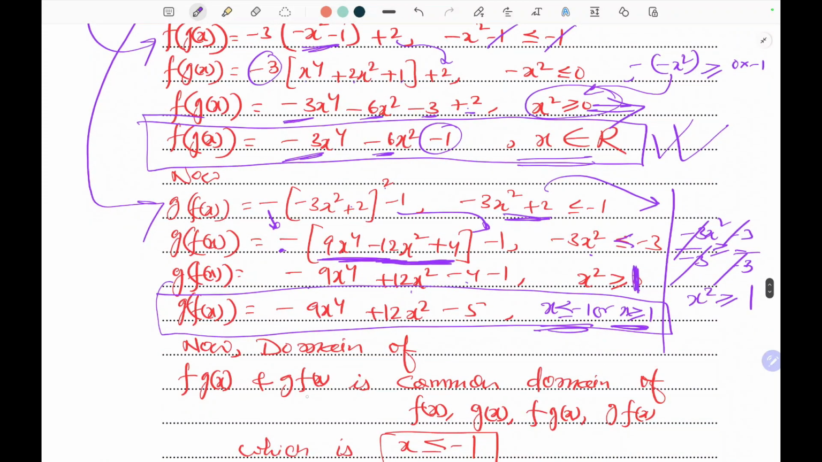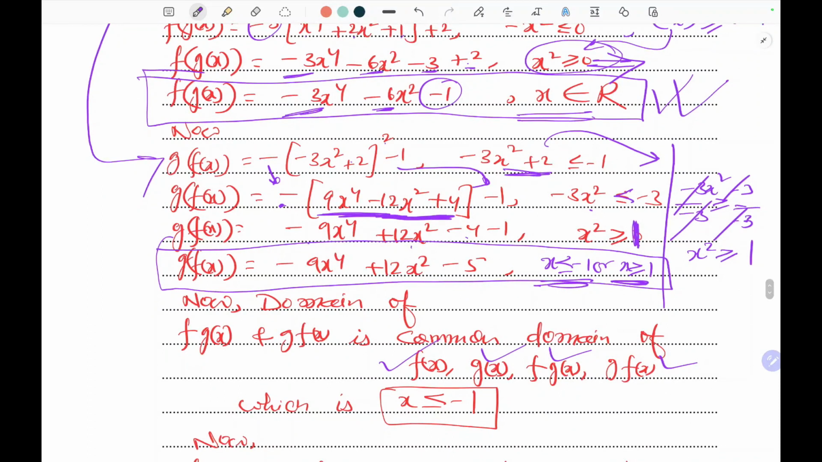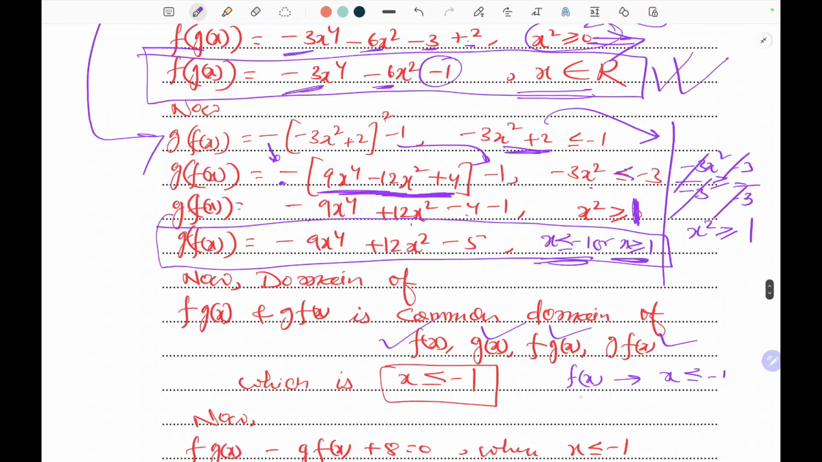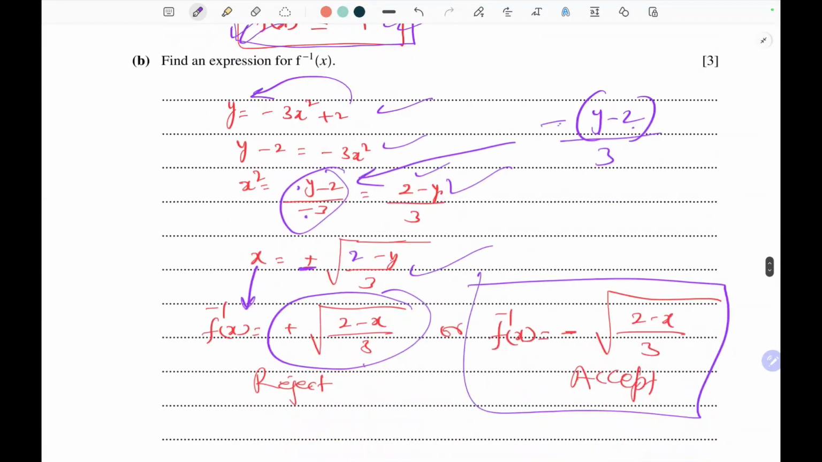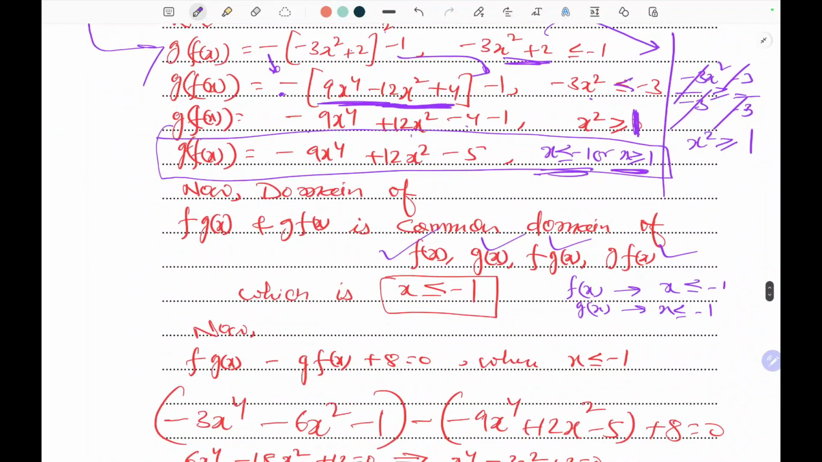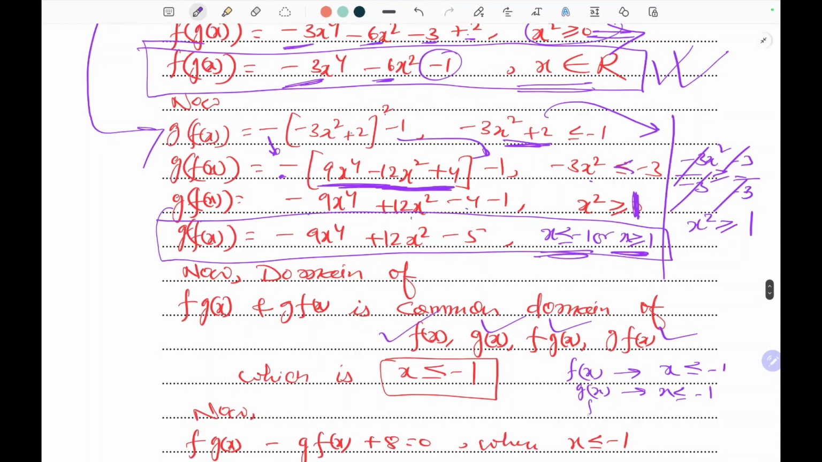Now the domain of f of g(x) and g of f(x) is the common domain of f(x), g(x), f of g(x), and g of f(x). Guys, this is very important. You might be thinking that it's not required, but for understanding it is required, because sometimes they change your question also. So what is the domain of f(x)? x less than or equal to minus 1. What's the domain of g(x)? I think x less than or equal to minus 1, right? Can I check? g(x) is also less than or equal to minus 1, and f(x) is also less than or equal to minus 1.